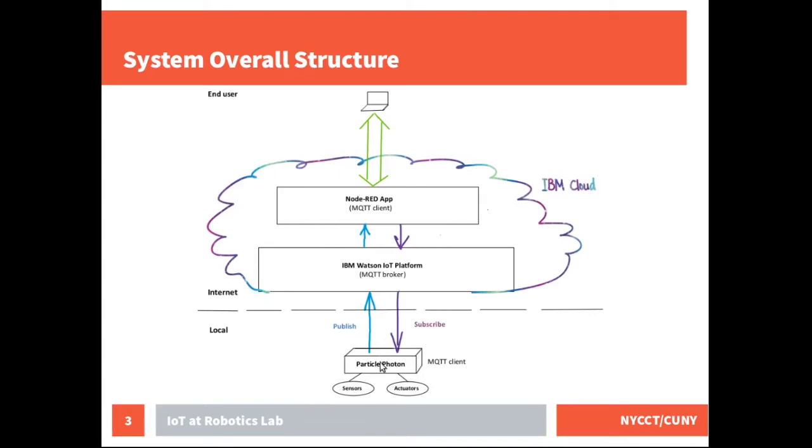Besides particle photon, there are many other options in the market you can choose from for building the local IoT device. On the cloud, we're going to use IBM Watson IoT platform to register the device. On top of that, we're going to create a Node-RED app to subscribe the sensor data, process the data, and trigger a Twitter alert message if the data is greater or smaller than certain threshold. The end user will be able to receive the alert tweet on a terminal device.